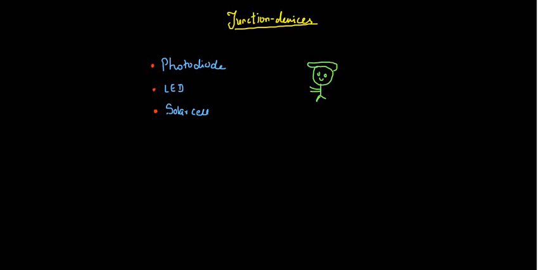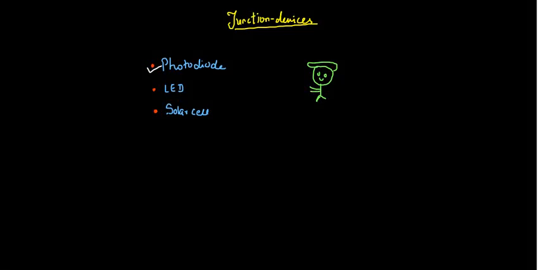Welcome back everyone. Now we are going to learn about the junction devices, and in the junction devices we are going to learn the three most important things. First one is the photodiode, second one is LED, which is light emitting diode, and then after we are going to learn about the solar cells. So let's start with the first one, which is our photodiode.